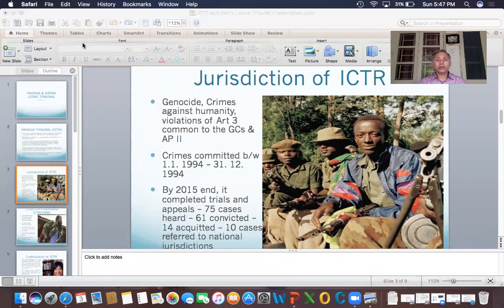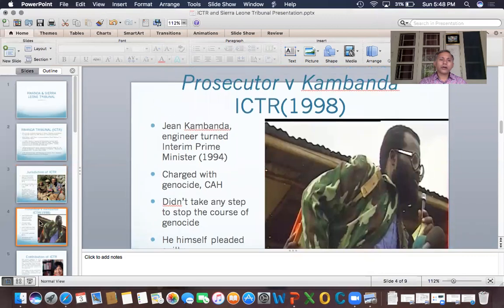So very important, because normally people say that this is a trial by the victorious ethnic tribe, but here it was not the same thing, because the majority ethnic tribe was Hutus, and Hutus had committed crimes. So this is a completely different kind of argument here: of the 75 cases, most of them were from the Hutu tribe, and 14 of the Hutus were also acquitted, and then 10 cases were referred to national jurisdictions. So you see that this is how this ICTR was established, this is how it was given the jurisdiction, and this is how it was given the power to start the trial.